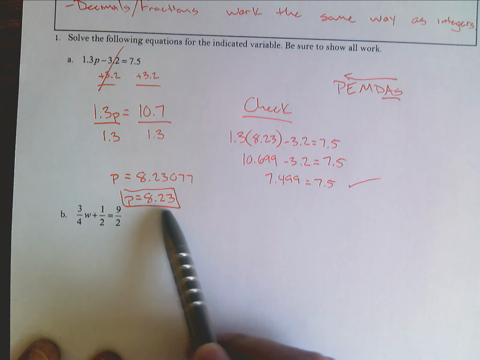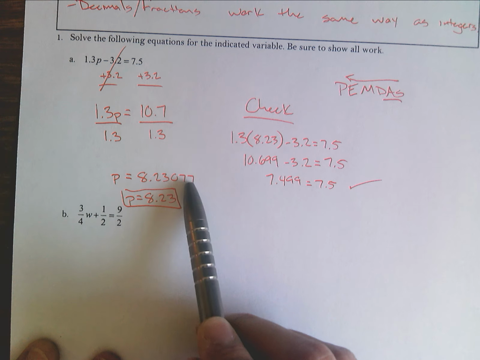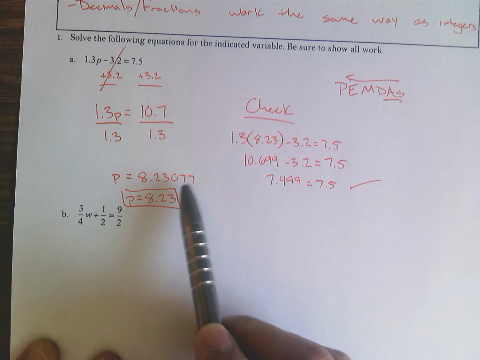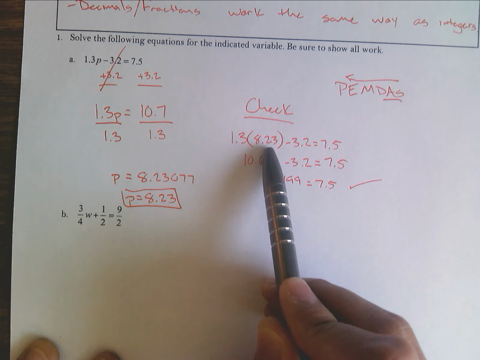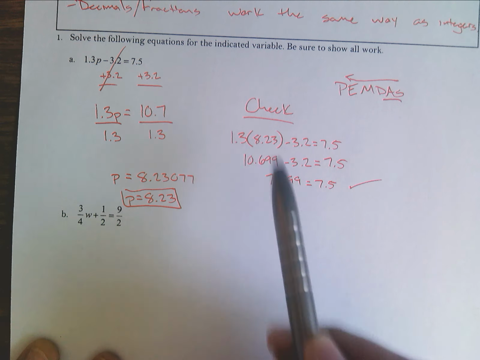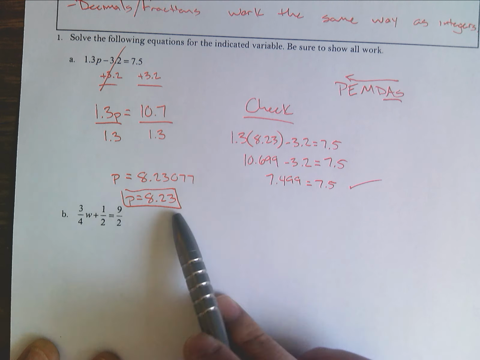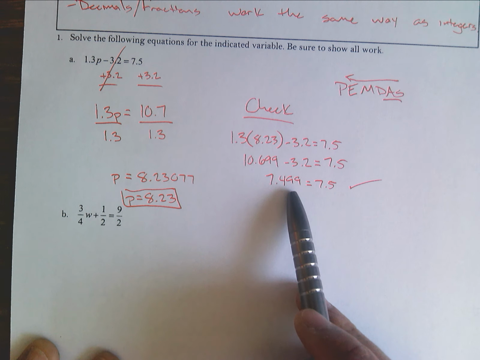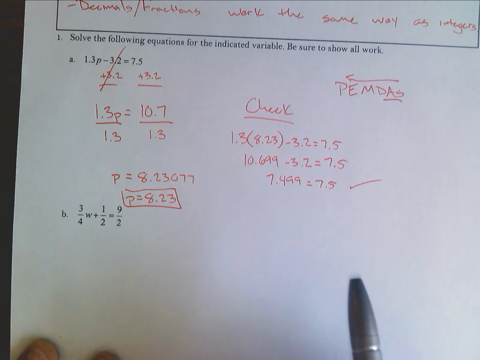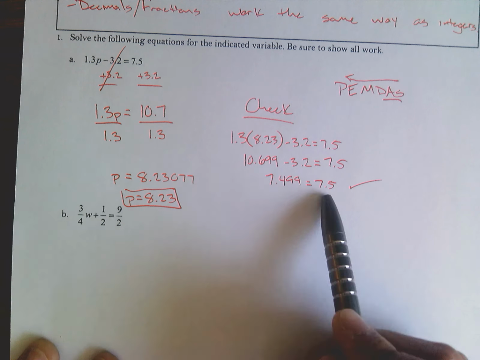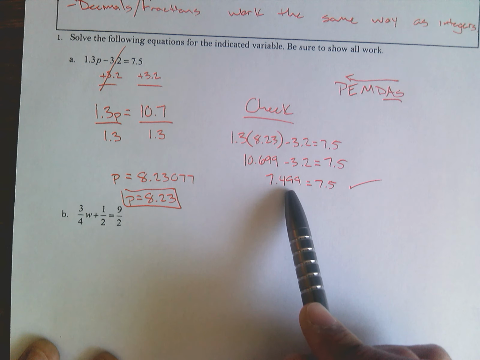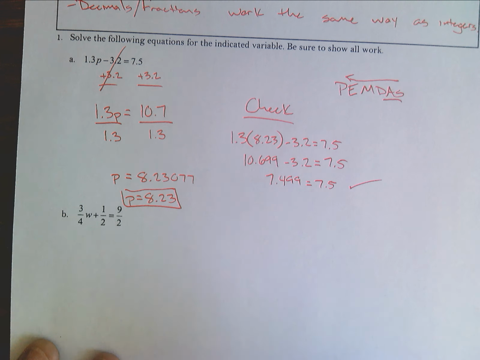If we were to plug in this exact answer before rounding back into the original equation, then you would get exactly 7.5. But because we rounded, it's going to be really close. So anytime you round and you're checking your answer, just make sure that it's close to what it should be. So this 7.499 is really, really close to 7.5. So we know that we did that correctly.